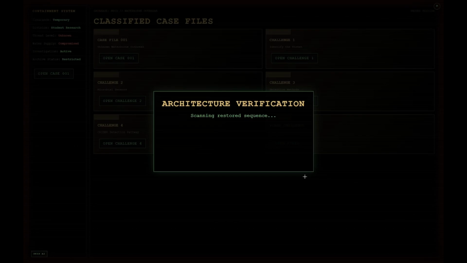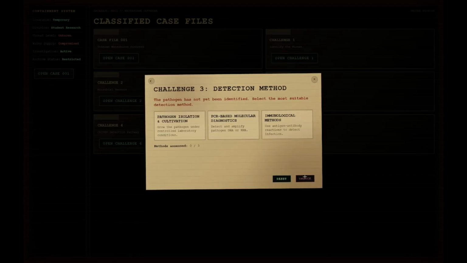Uploading biosensor sequence. Scanning restored sequence. Bioreceptor confirmed. Target recognition begins here. Transducer confirmed. Biological interaction converted into a measurable signal. Signal output confirmed. Result may appear as color, fluorescence, or electrical reading. Challenge 2 complete. Proceeding to available detection technologies.